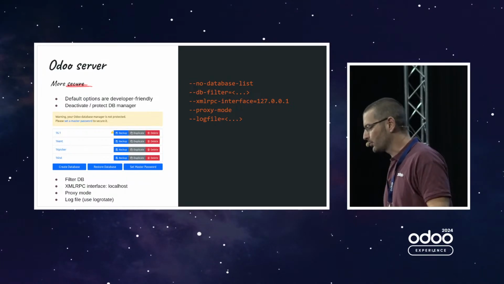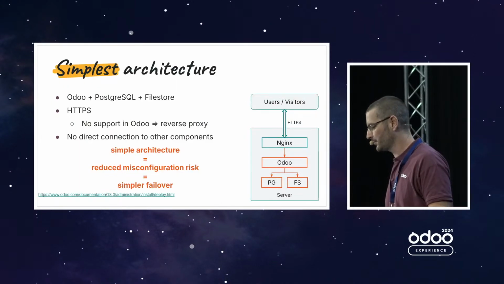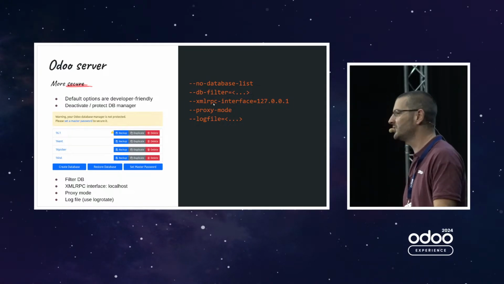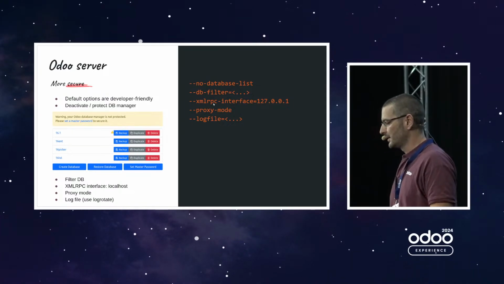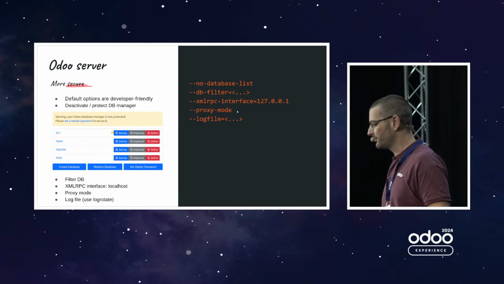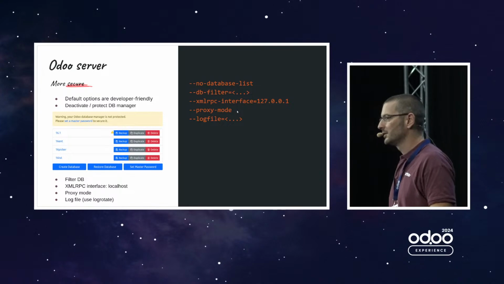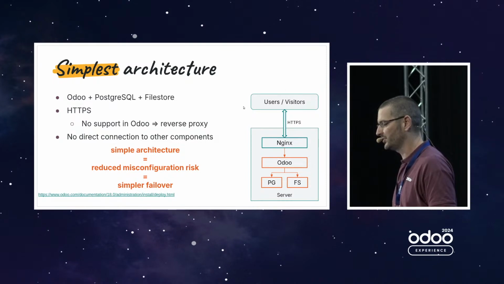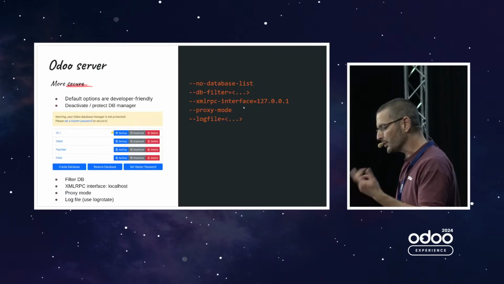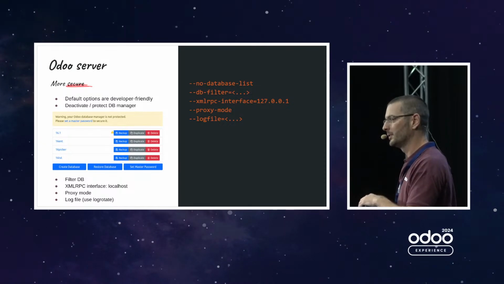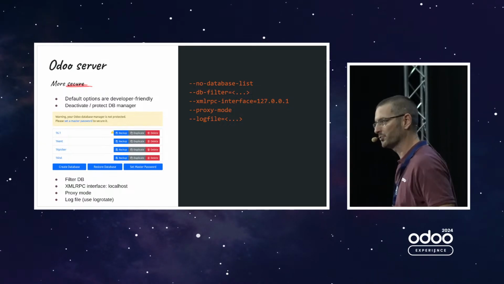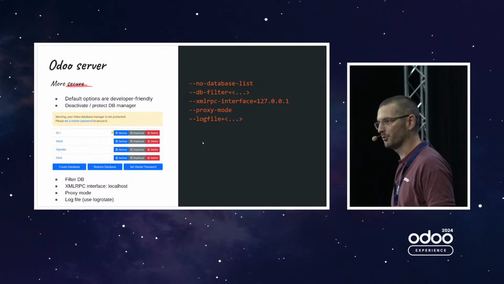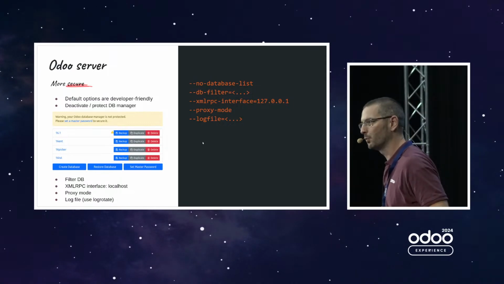Then just remember that Odoo should not be accessible from the outside world. So all the requests should come from Nginx. So the Odoo process should only listen to localhost. And linked to this, there is the proxy mode. In order to retrieve the real IP addresses of the users and the visitors, you will need to use the proxy mode of Odoo in combination with some configuration at the reverse proxy level. More on that later. And finally, redirect the logs to a proper file, use logrotate or whatever tool you want for archiving.